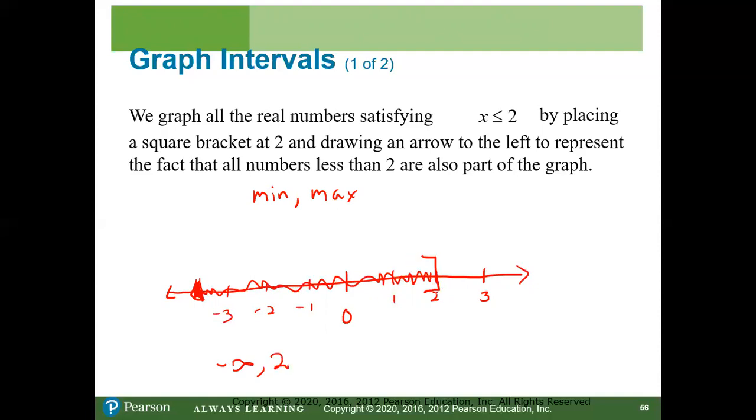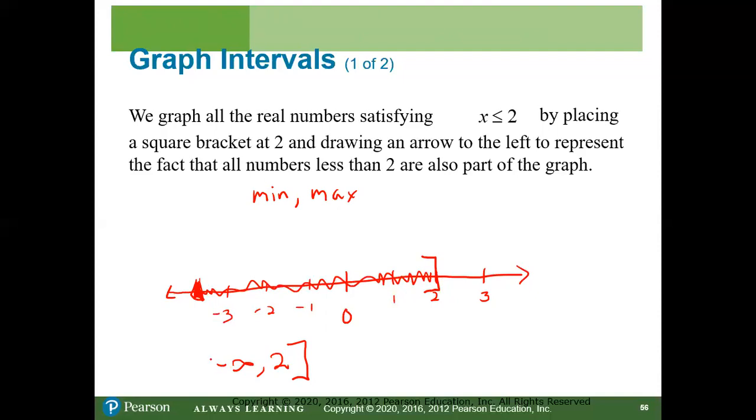And we are going to use the same square bracket here that we used because it was less than or equal to. If this were a strictly less than, we would use a parenthesis because it's not actually at 2, it's approaching 2, but doesn't actually get there. And the same thing here with this -infinity. It never gets to -infinity.